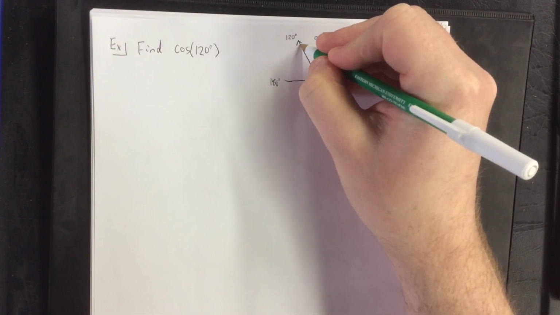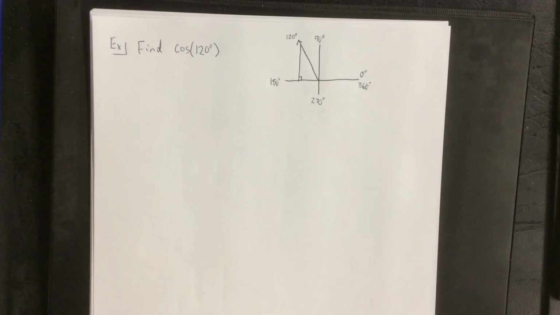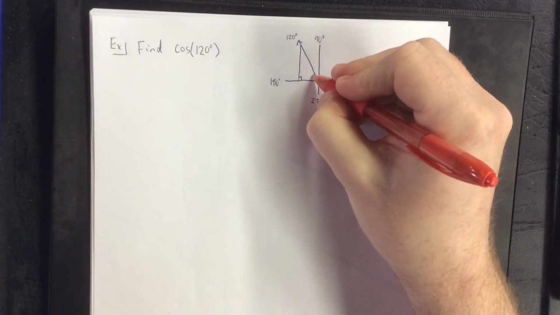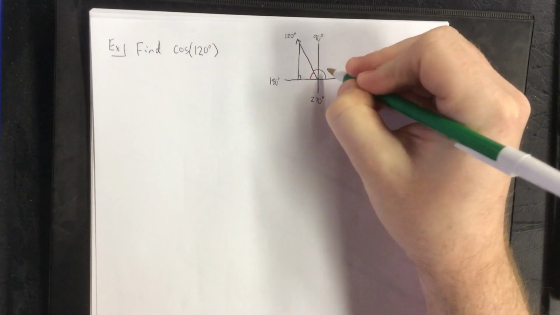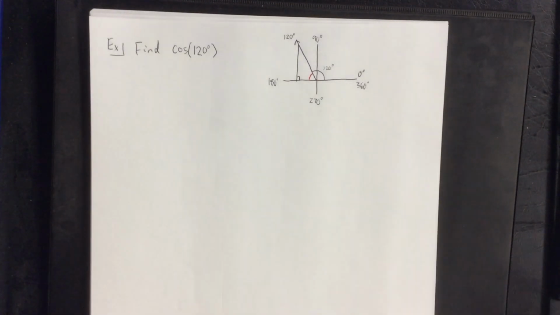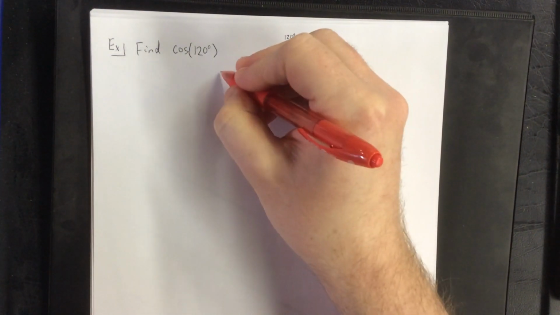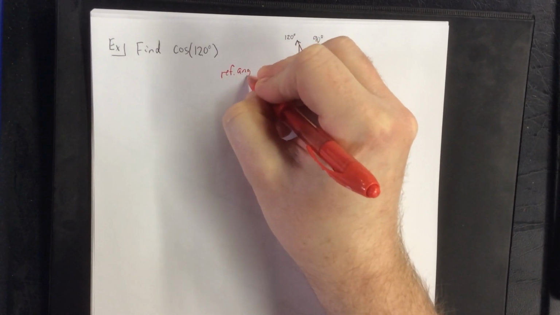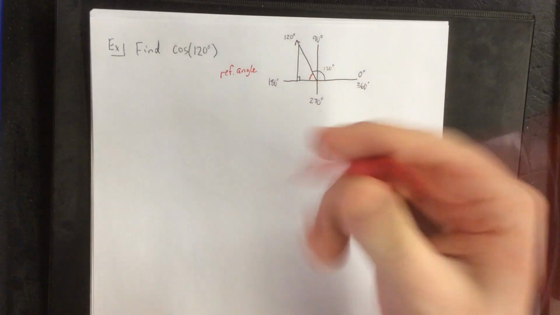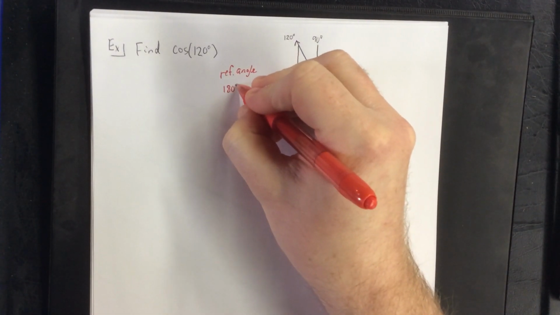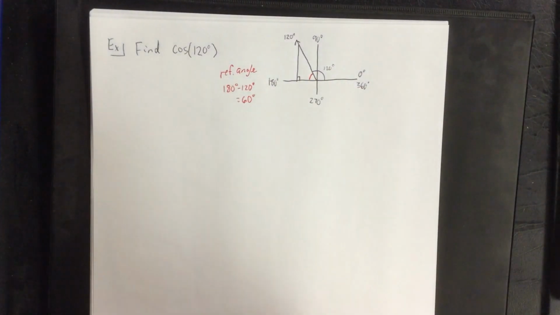To construct our reference triangle, we connect the terminal side down to the x-axis. And we can now construct our reference angle, which is this right here. So this angle is referring to a 120 degree angle. I'm interested in calculating the reference angle in here. So for the reference angle, this would be the angle created between 180 degrees and 120 degrees. Take the larger angle minus the smaller angle, and we get a reference angle of 60 degrees.